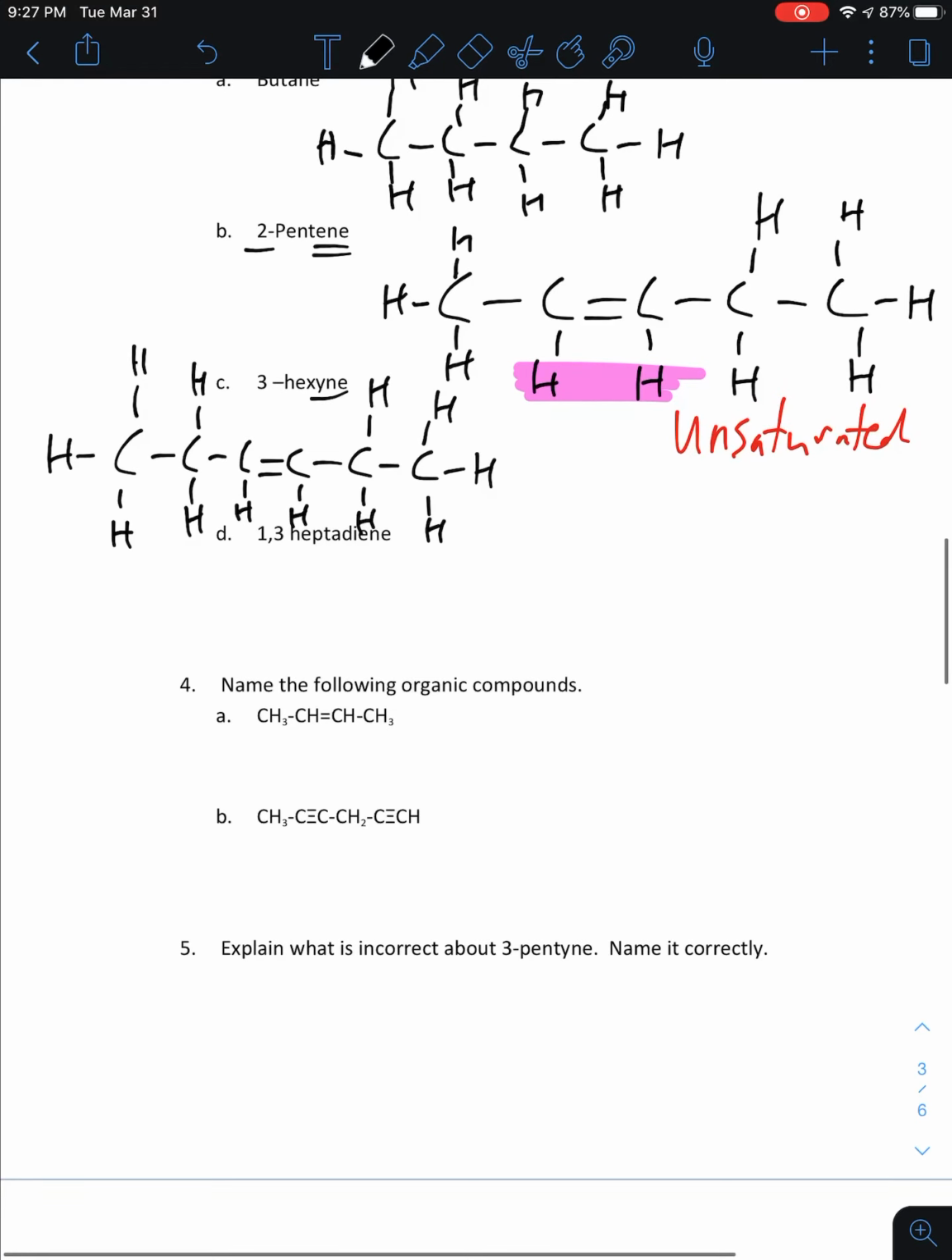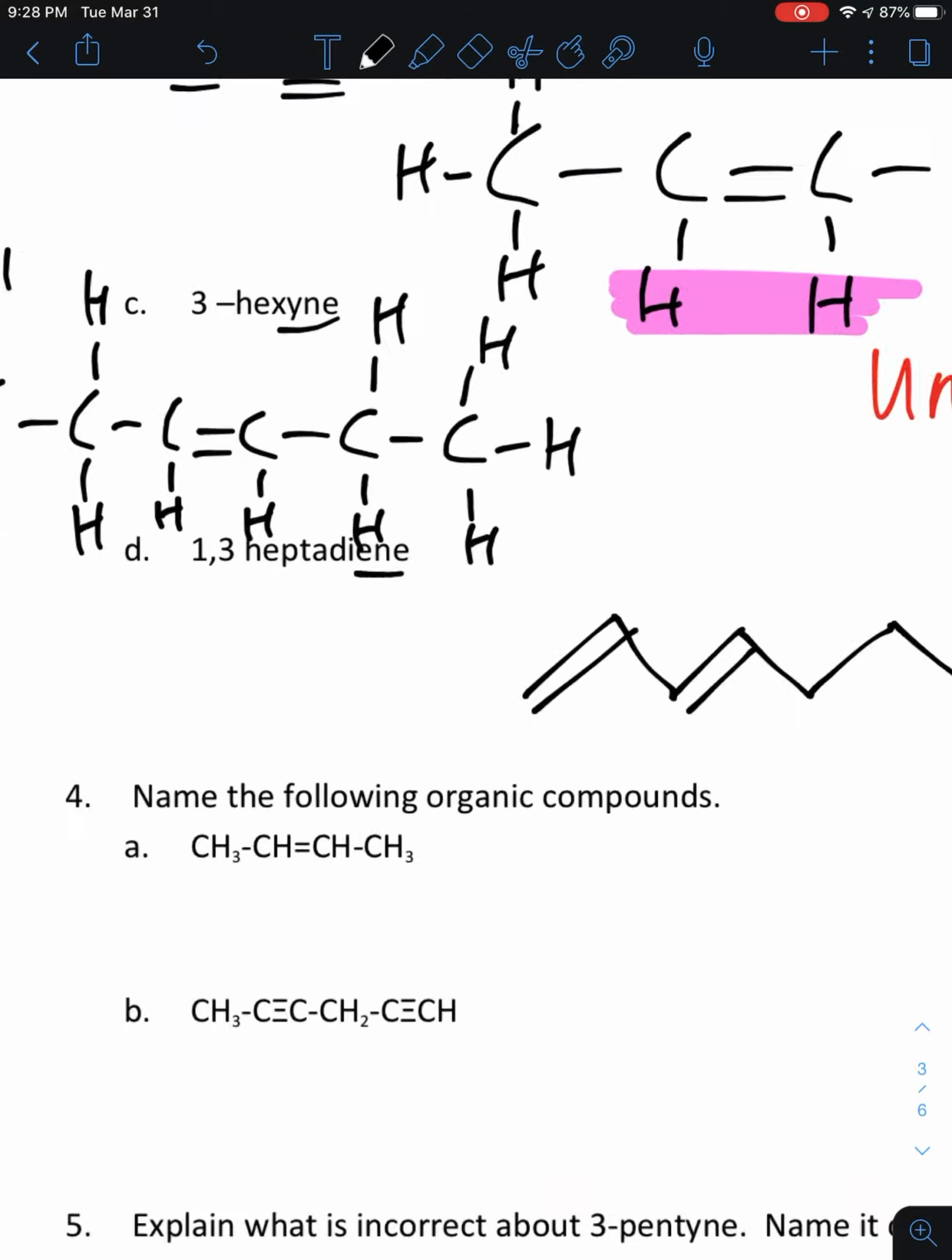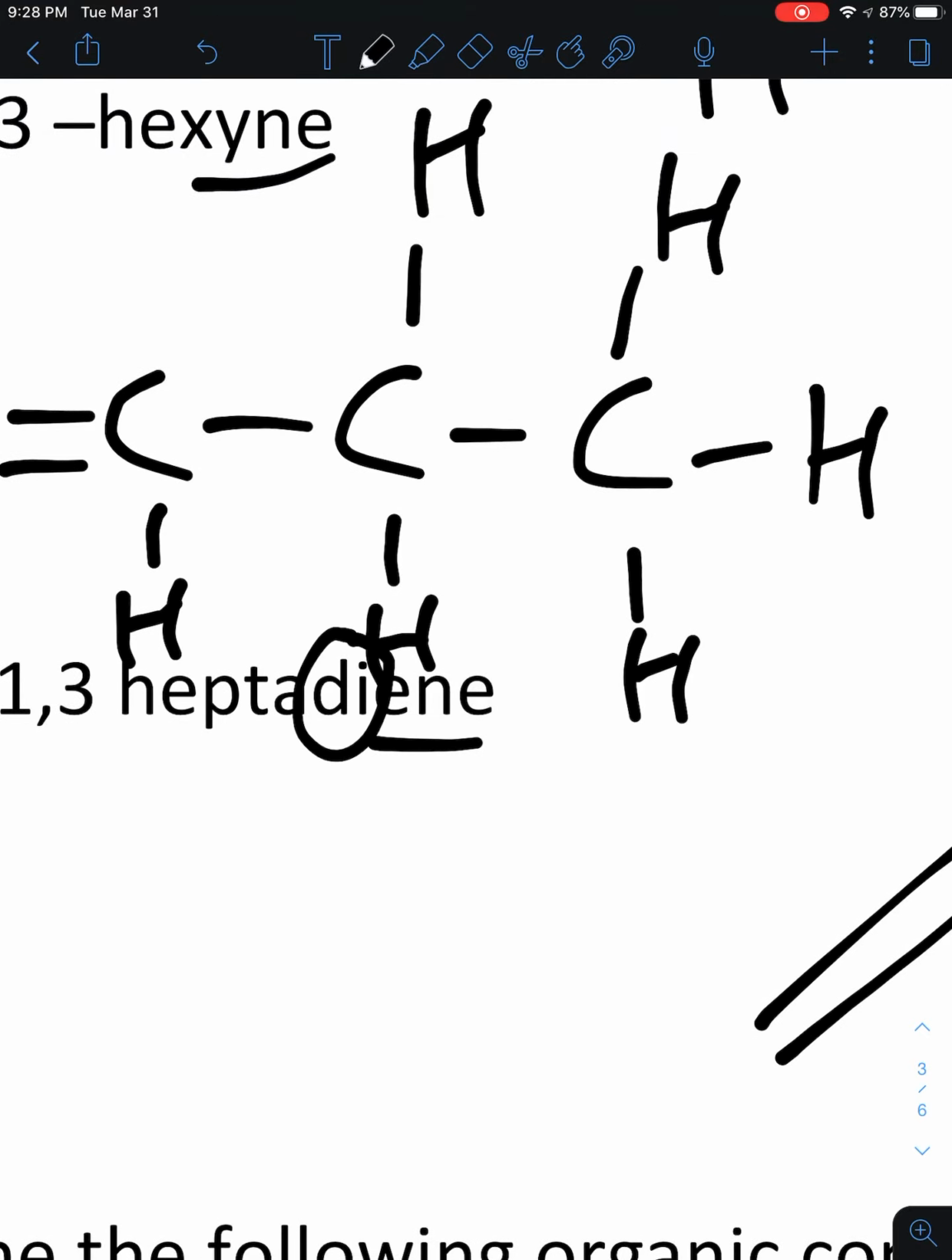Alright, 1,3-hepta, so we have 7 carbons. Now I'm going to show you a little shortcut on doing these hydrocarbons. In organic chemistry, sometimes you start to see zigzags. And we basically ignore the hydrogens and we're only showing the carbons. So 1, 2, 3, 4, 5, 6, and 7. 7 carbons there. On our 1st and 3rd carbon, we're expecting to see double bonds. So 1st carbon to 2nd and 3rd carbon to 4th. That is 1,3-heptadiene. Notice that di fits in there.